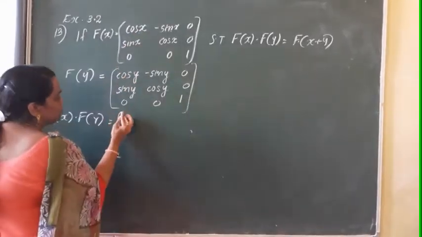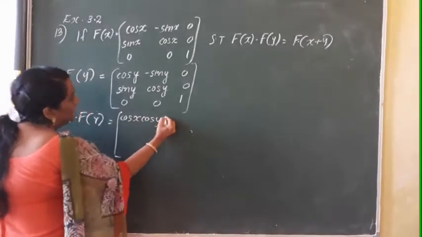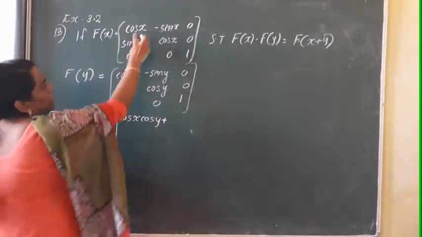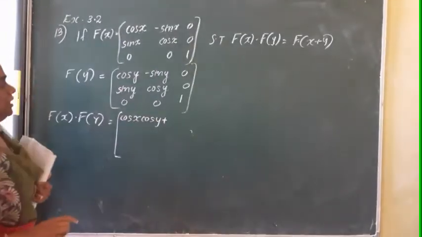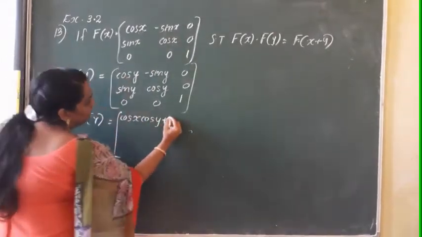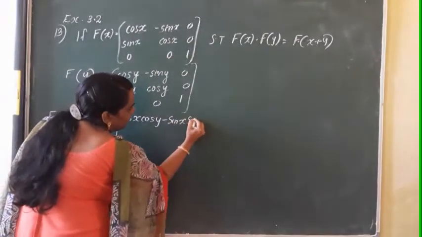Cos x into cos y, plus, what is the second? Minus sin x into first row, first column, minus sin x into sin y. That is, minus sin x sin y. This is the first element.